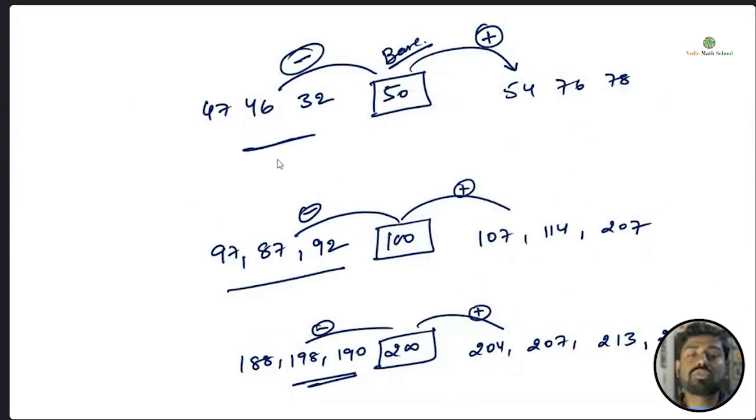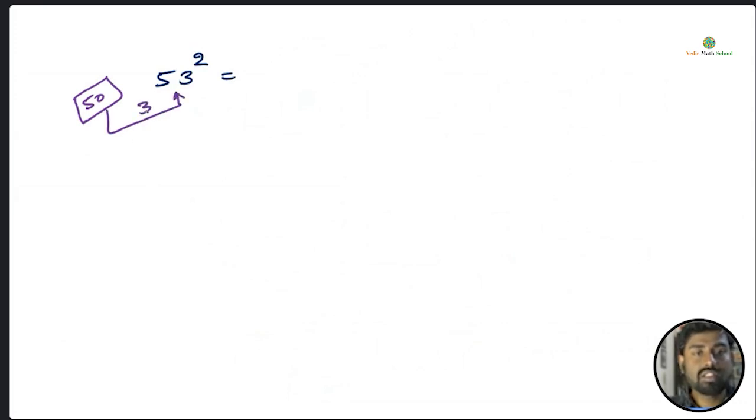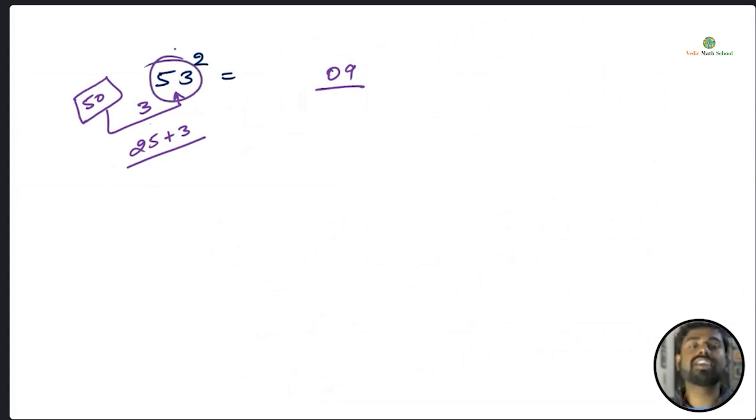Now we are going to discuss numbers which are greater than 50. Let's take one example, that is 53 square. Again, tell me, what is the difference from 50? Our base is 50, and the difference is minus 3. Now, 3 square is 09, because the first step was to find the difference and the second step was to square it. Now the next step, 25 plus 3. That is the only difference, because this number is greater than 50.